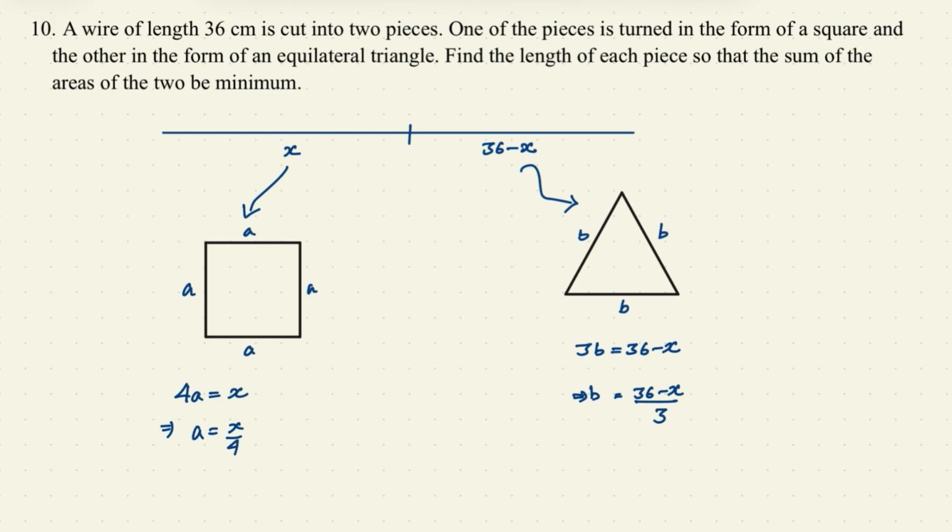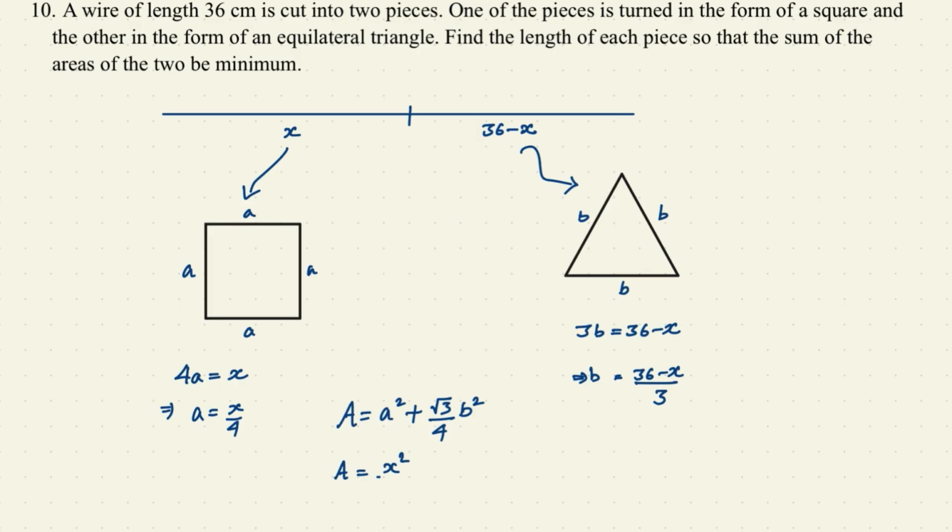So the sum of areas of these two figures will be, let the total area be A. So area of square is side square plus area of equilateral triangle is root 3 by 4 side square, and since my side is B, so it will be B square. Now let us put the value of A and B here, so it will be x square by 16 plus root 3 by 4 into B square, which means (36 minus x) whole square by 9.